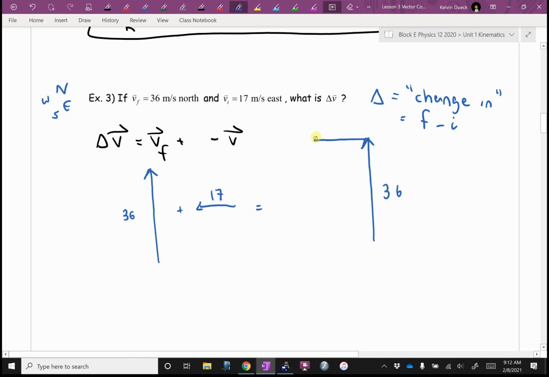36, 17. And there is delta V. Where's the theta going to go? Top left or bottom right? Bottom, where the vector is coming from. Color, color, color, color, color.